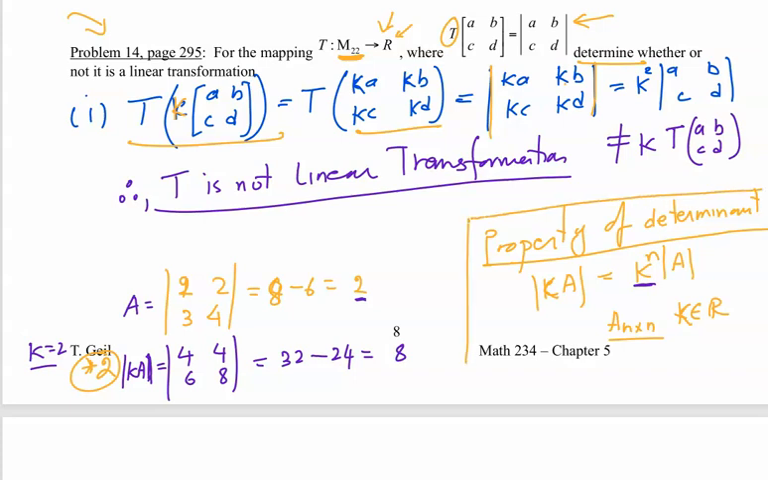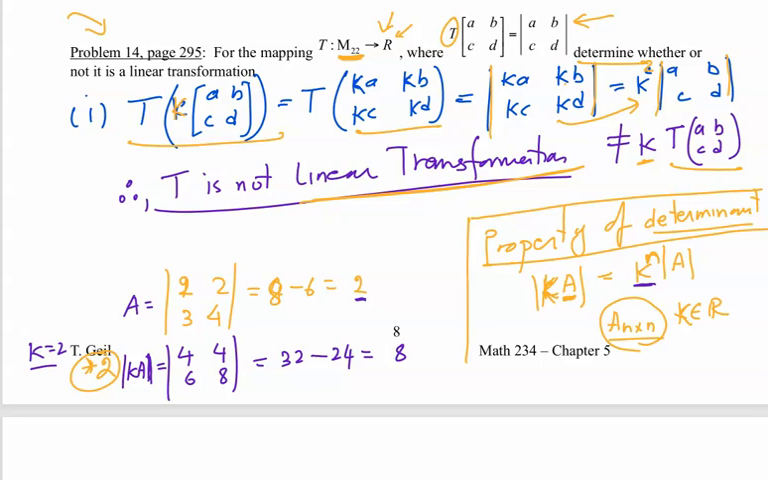What is the determinant of k times A? The properties of the determinant say that if there's a constant multiplying each term in kA, you can pull out that constant, but you have to raise it to the power n, where n is the size of the matrix. So in this case, k is not enough. You have to put k square, and then times your determinant. So you just cannot get k times this one. That's why it's not a linear transformation.